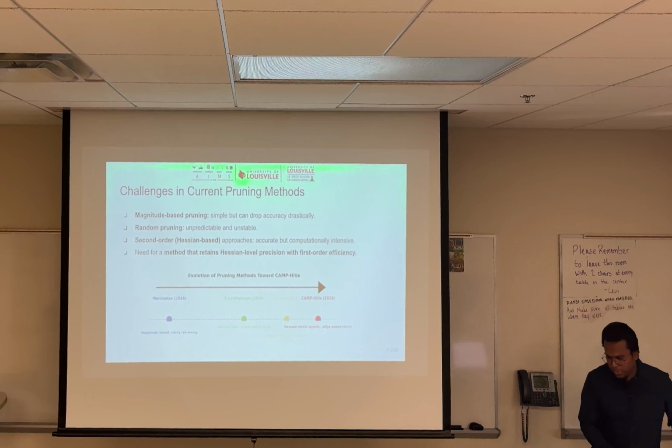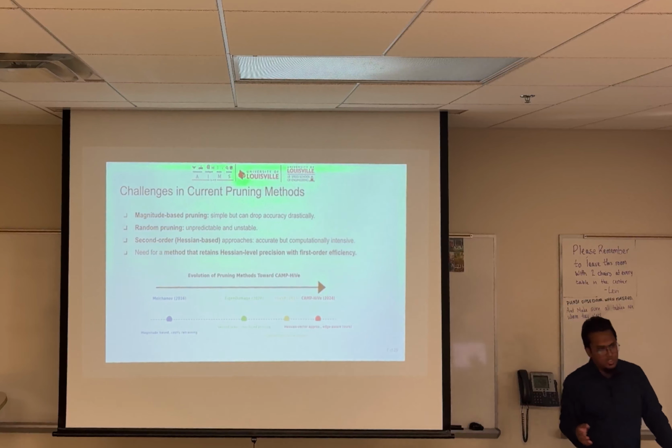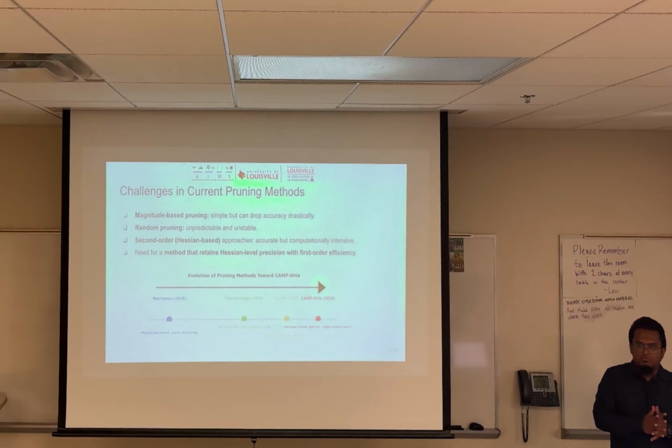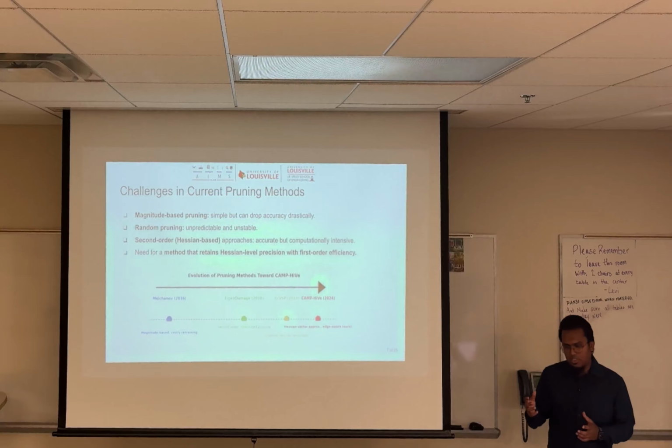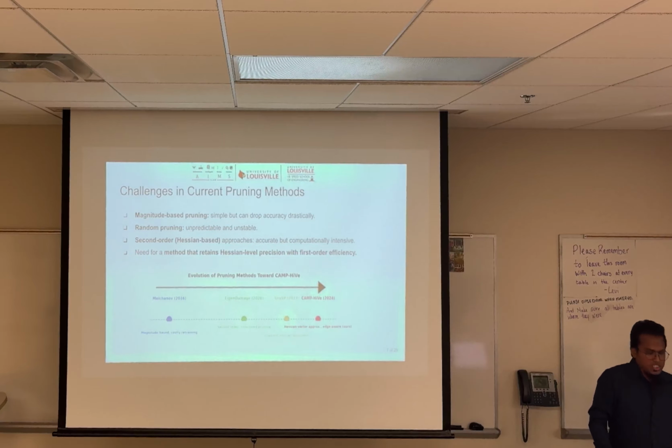And random pruning doesn't look at anything. You say, I will remove 30% of the weights from my model. It will randomly pick 30% of the weights from your model and remove them. So what is the problem in there?